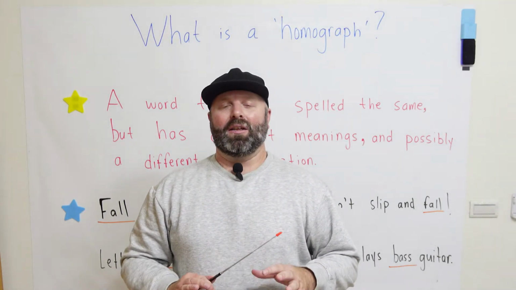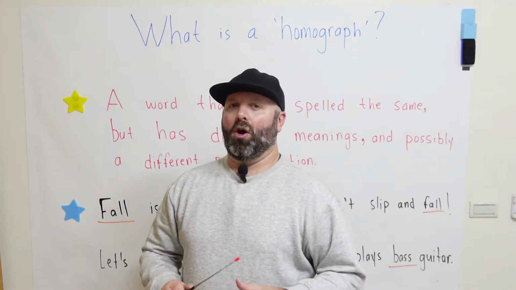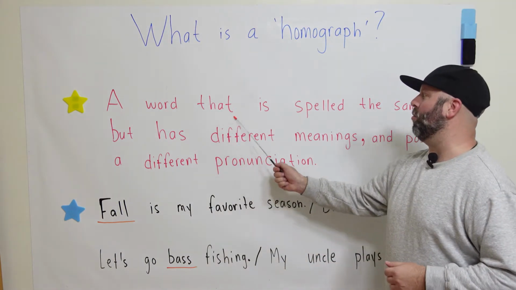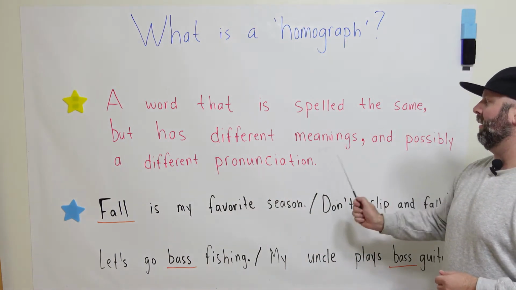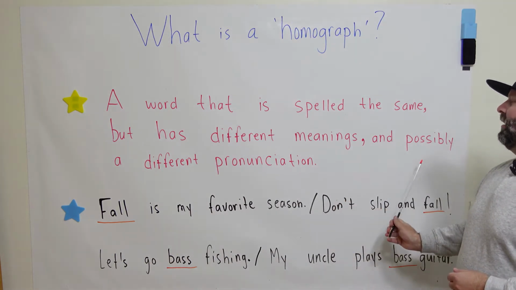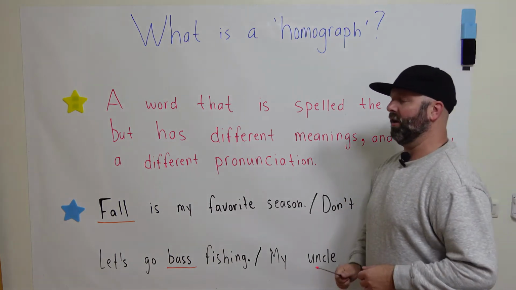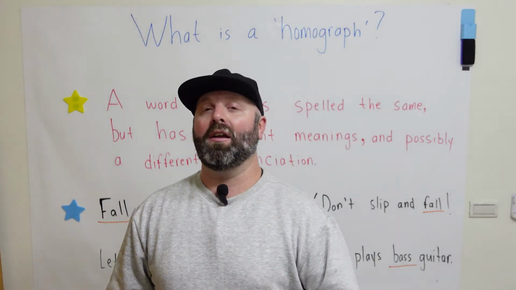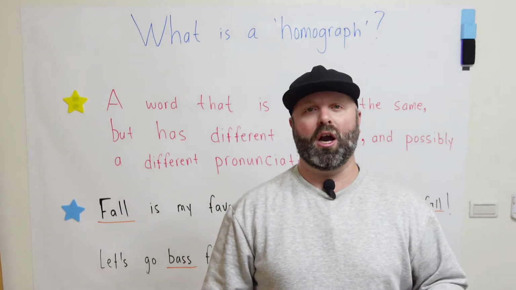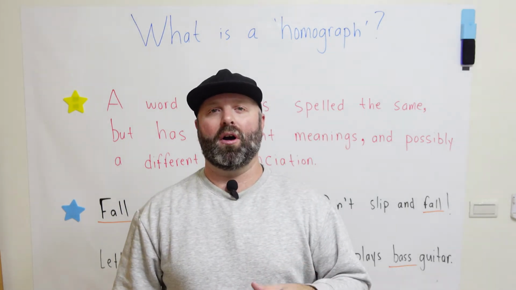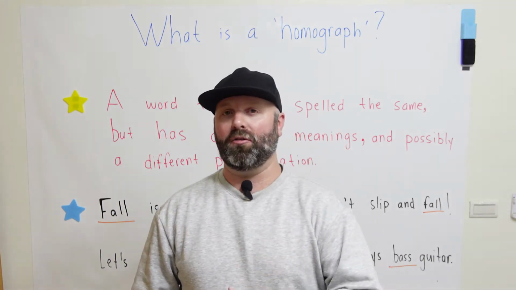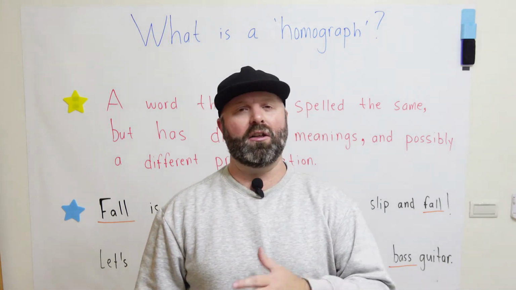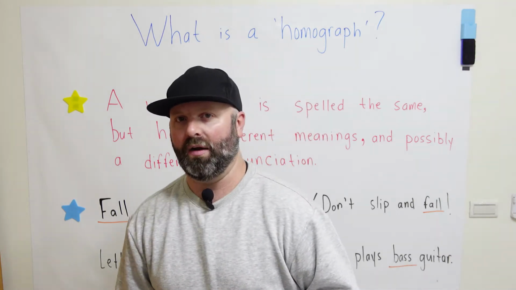Okay, let's take a look at what a homograph is to start. Now, a homograph is a word that is spelled the same but has different meanings and possibly a different pronunciation. A couple of weeks ago, I did a video on 10 different ways we can use the word cut. Cut is an example of a homograph. It's spelled the same, it sounds the same, and it has many different meanings. English has lots of homographs, okay?